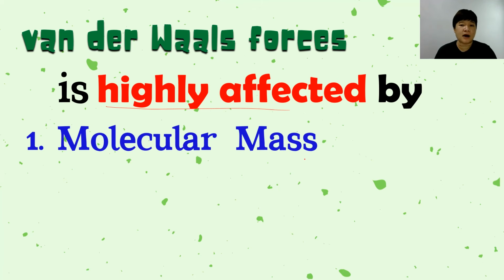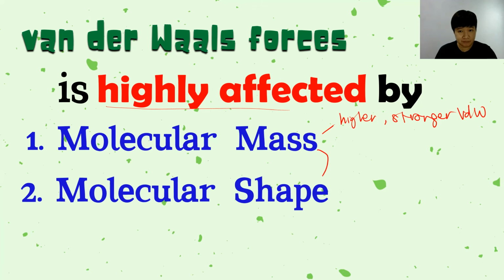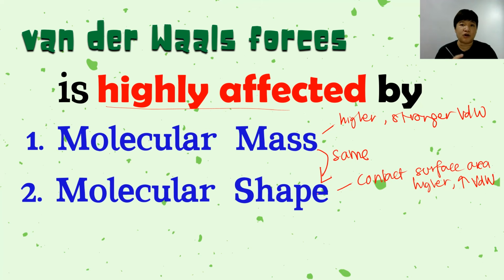The first is molar mass. The first thing that you do is always check the molar mass. The higher the molar mass, the stronger the van der Waals forces. So the first thing that we always check is the molar mass. Calculate the molar mass first. If the molar mass is the same, then only you check the molecular shape. Molecular shape is about contact surface area. The higher the contact surface area, the higher the van der Waals forces. And we only look into the molecular shape if the molar mass is the same or similar.